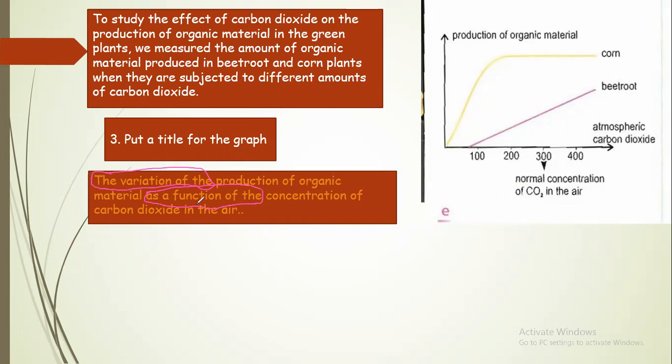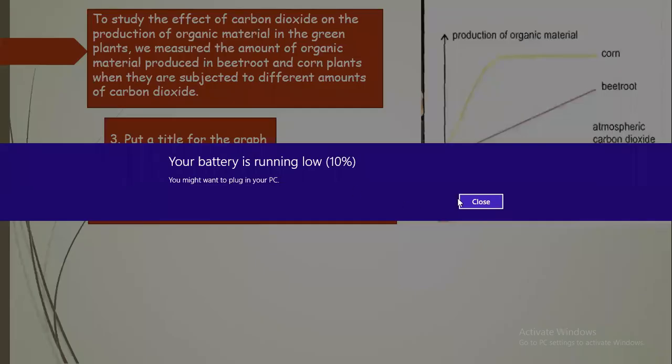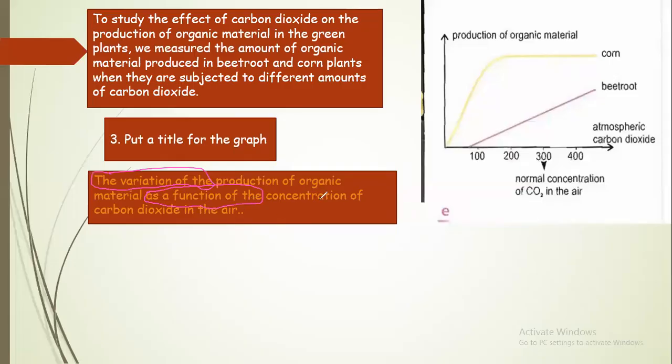So the variation of that, and we have to mention what is the parameter that is changing, what we are studying, what is the thing that we cannot control. So it is the production of organic material. So the variation of the production of organic material as a function of the concentration of carbon dioxide in the air. This is the title.